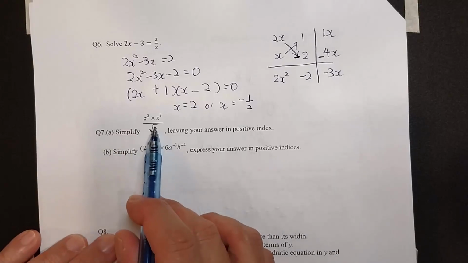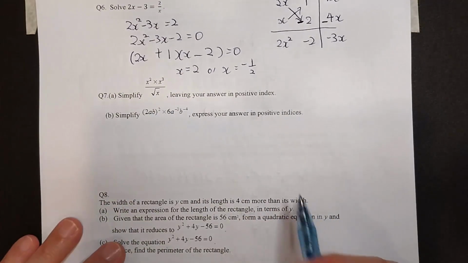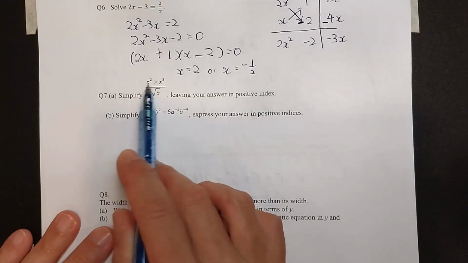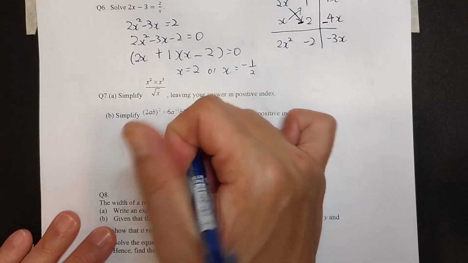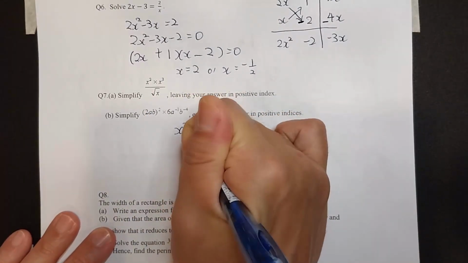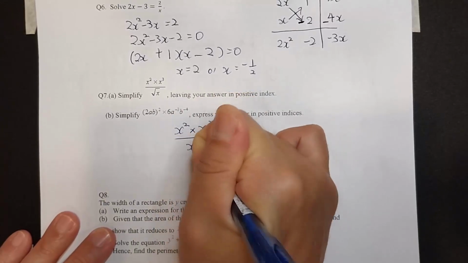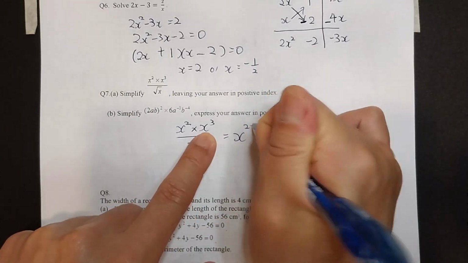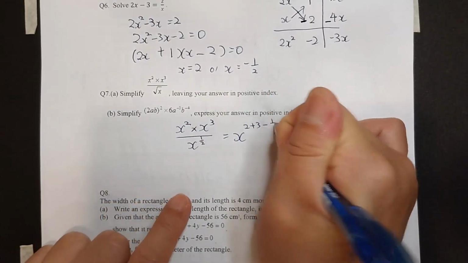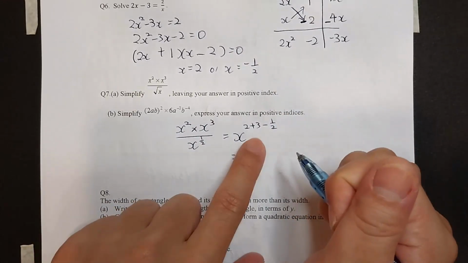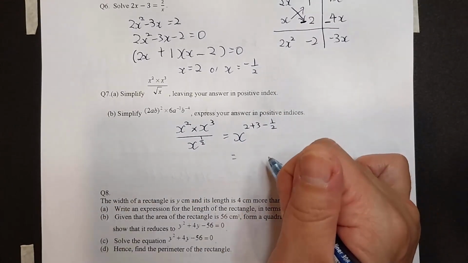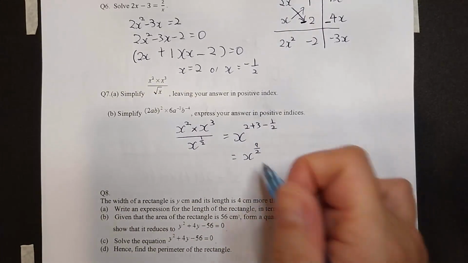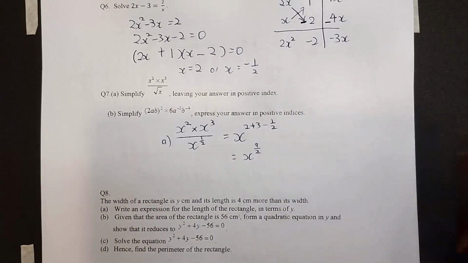Next, we have to simplify this. So using the law of indices, they are all having the same base. So this is actually x power 2 times x power 3 divided by x power half. So what you do with the power is, if it's multiply, you add the power. If it's divide, you subtract the power. So we will have 4.5. And therefore, the x will be power 4.5 or power 9 over 2. All right, you can write 4.5 as well. So this for part A.